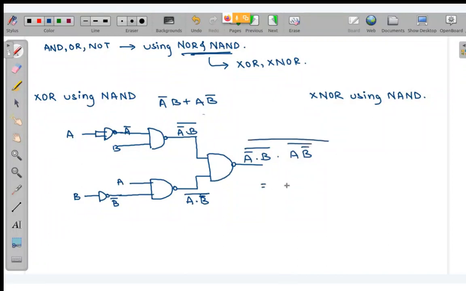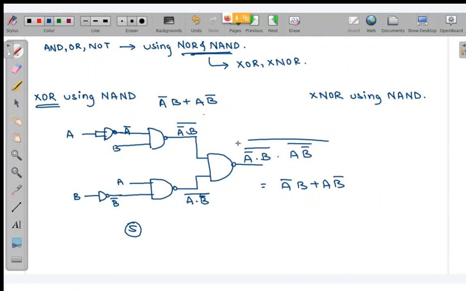So you will be writing something like this: A complement B plus A B complement, and you will say, sir, for constructing an XOR gate using NAND we require 5 NAND gates. You might be telling like this, but actually this function has a special kind of symmetry.